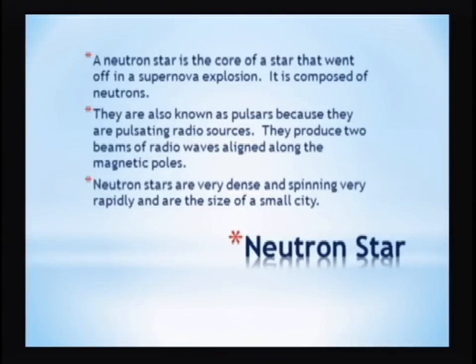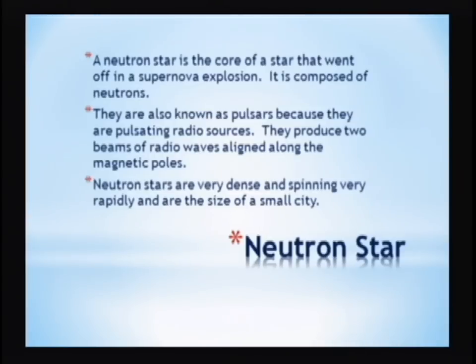It's the core of the star that went into a supernova explosion, and in that process, collapsing that core down. A neutron star is composed of neutrons, obviously. They're also known as pulsars because they are pulsating radio sources. Let's go back to the conservation of angular momentum. Remember, guys, that if I decrease my mass and bring it in closer to the axis of rotation, that star is going to speed up. Well, that's exactly what's happening with this core. I now have a really, really small core, okay, and so it's going to spin very rapidly.